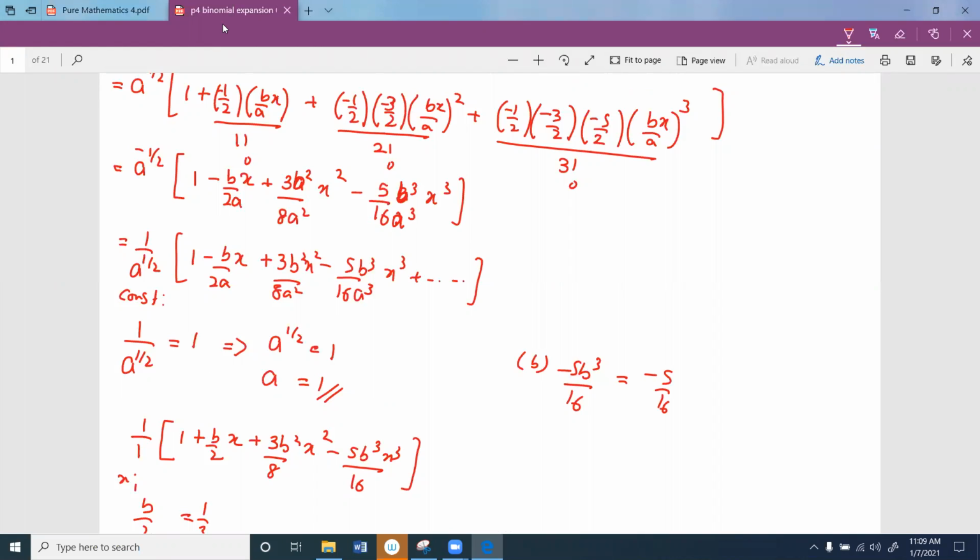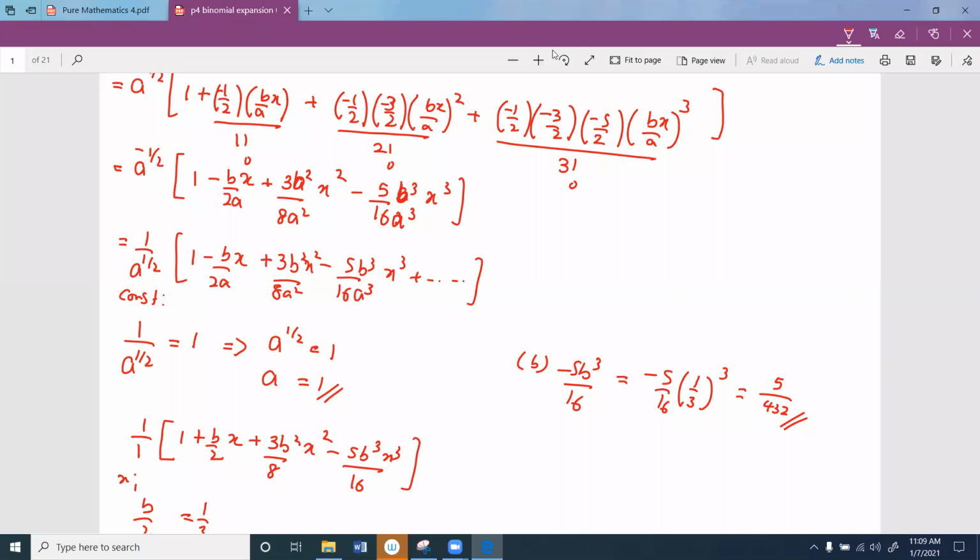The b value we already found, b is 2 over 3, so 2 over 3 cubed. So this answer is 5 divided by 16 times 3 to the power 3, which is 27. That turns out to be 5 over 432, which would be the final answer for this.